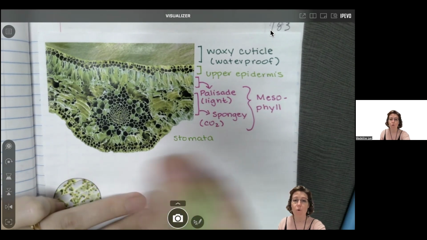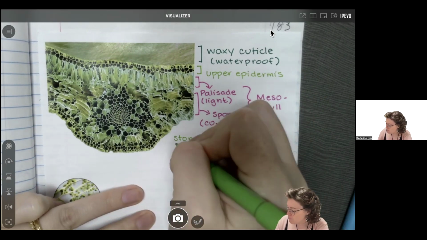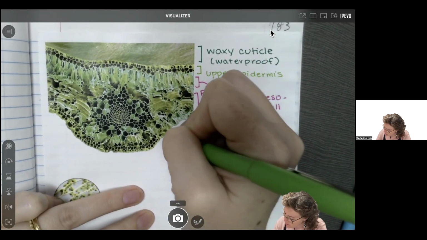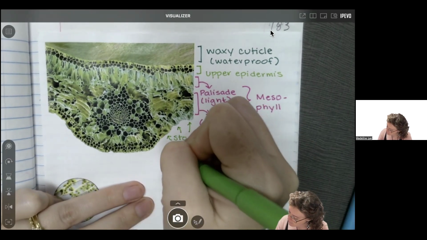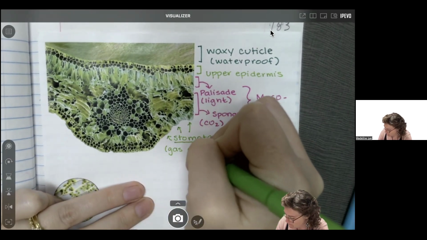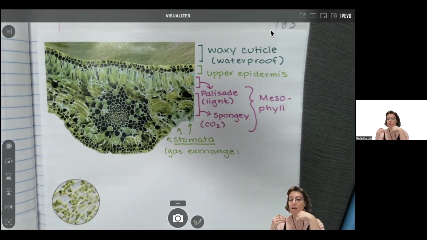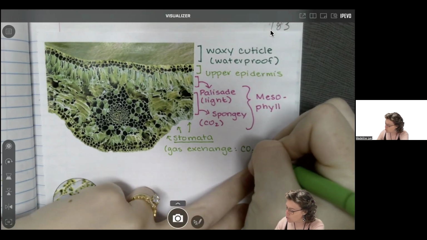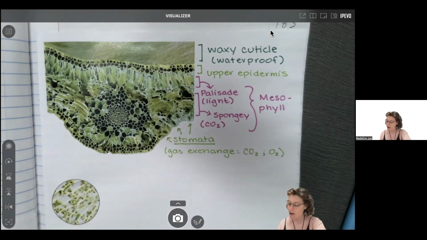If you only remember one thing from this drawing or this image, make it the stomata. Stomata are crucial because that is how CO2 gets into the leaf and how oxygen leaves the leaf. And we call that gas exchange. Because the stomata, they kind of take these deep breaths. They open and allow gases to pass through, and then they close and gases stop passing through. And that's how CO2 diffuses in and oxygen diffuses out.